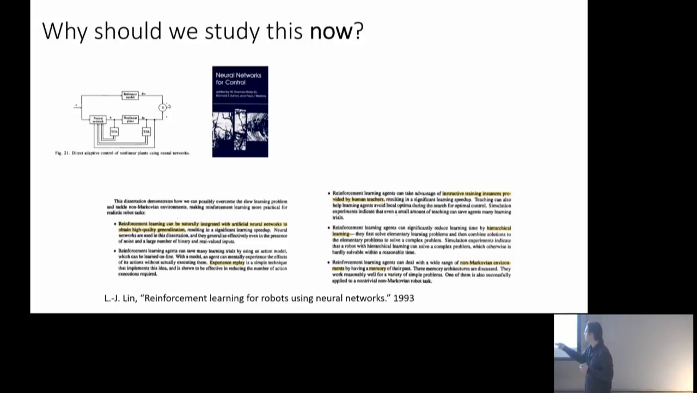Experience replay is a simple technique that implements this idea, but experience replay is actually a very basic component of the game playing, of that breakout policy that I showed before. Instructive training instances provided by human teachers resulting in significant learning speed-up. We'll actually cover imitation learning on Friday. Hierarchical learning is something that's cutting-edge research today. We might have a lecture about that towards the end of the course when we talk about advanced topics. Reinforcement learning agents can deal with a wide range of non-Markovian environments by having a memory of their past. And we'll discuss using recurrent neural networks to provide memory to reinforcement learning agents.